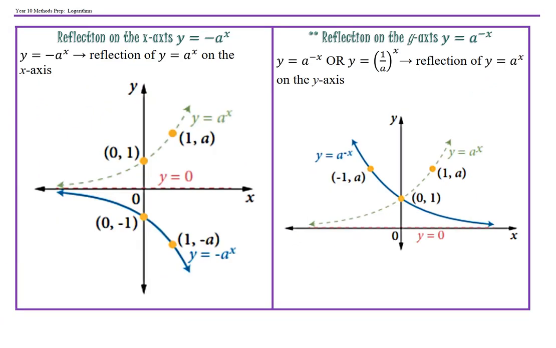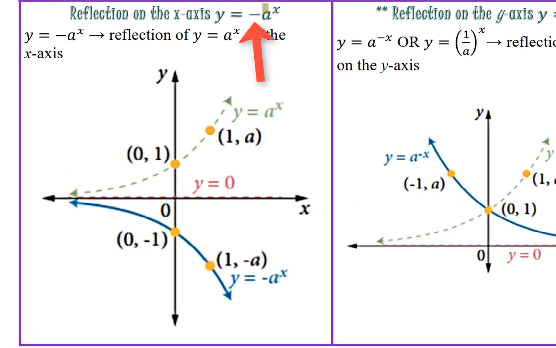Now let's look at our reflections. Firstly, our reflection on the x-axis, and that's that minus a to the x. That flips our graph, it reflects our graph on the x-axis. So you can see that our asymptote becomes a mirror, and every point on our basic graph flips to the other side of the axis. So that means that our y values are simply changing sign. So this point here that's a becomes negative a.